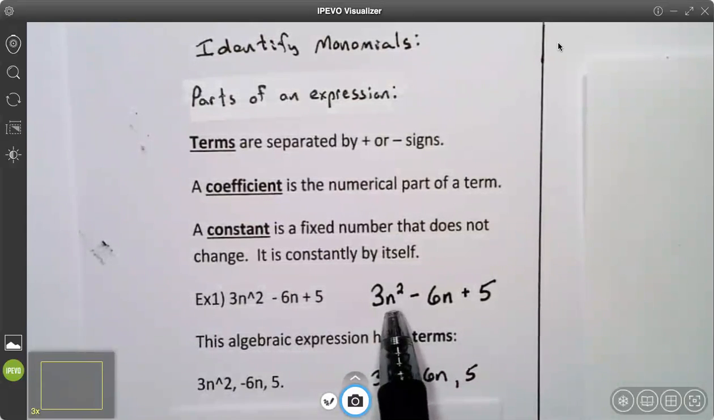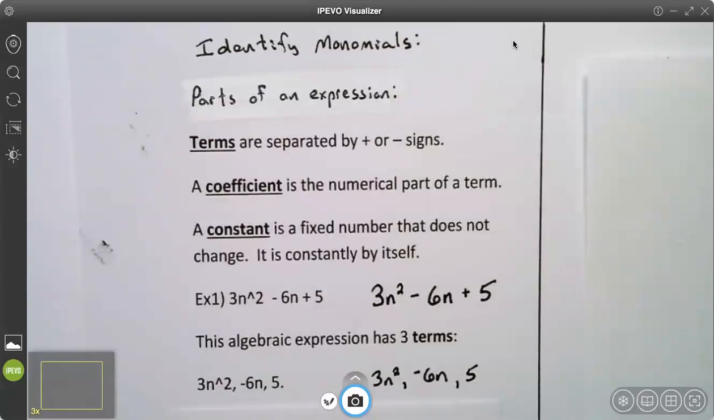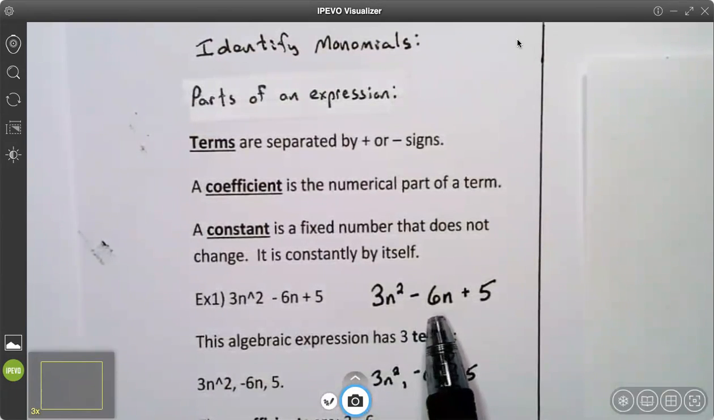3n squared is one term. Negative 6n is another term. Positive 5 is another term. Terms are separated by plus and minus signs. A coefficient, the numerical part of a term that contains a variable. Your coefficients are 3 and negative 6.